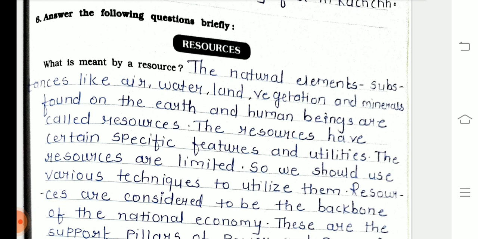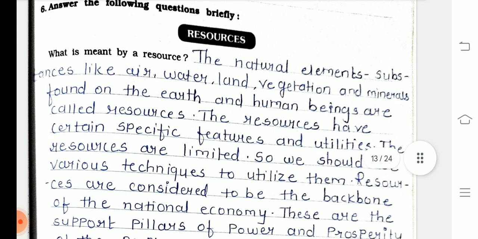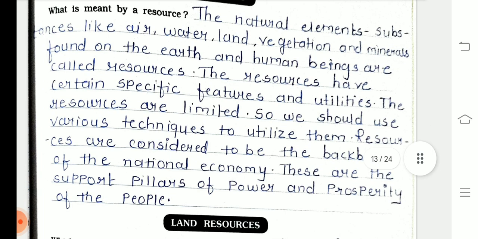The natural elements, substances. Spelling is S-U-B-S-T-A-N-C-E-S. Okay, air, water, land, vegetation and minerals found on the earth, and human beings are called resources. The resources have certain specific features and utilize.